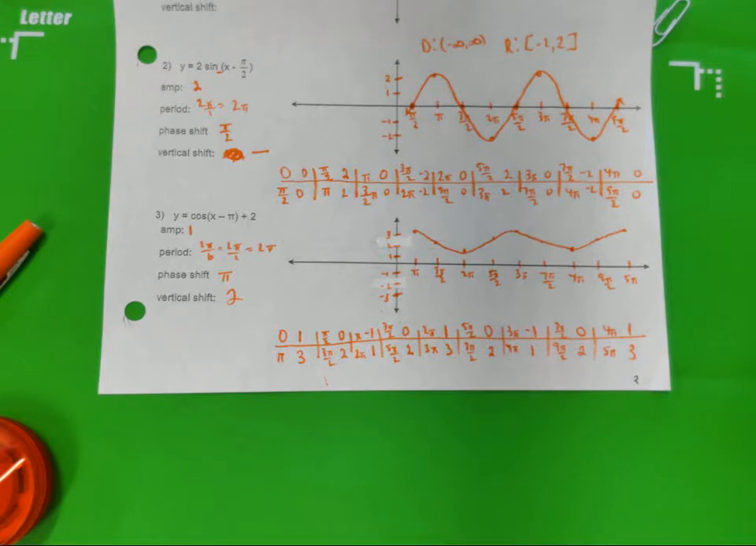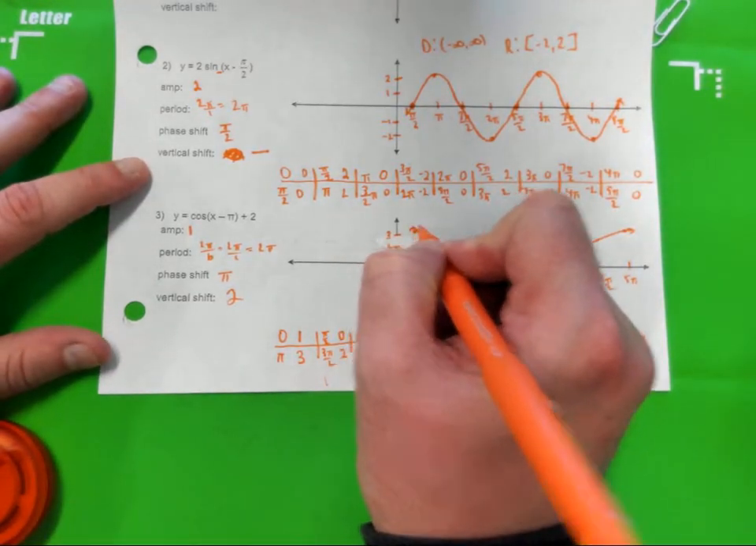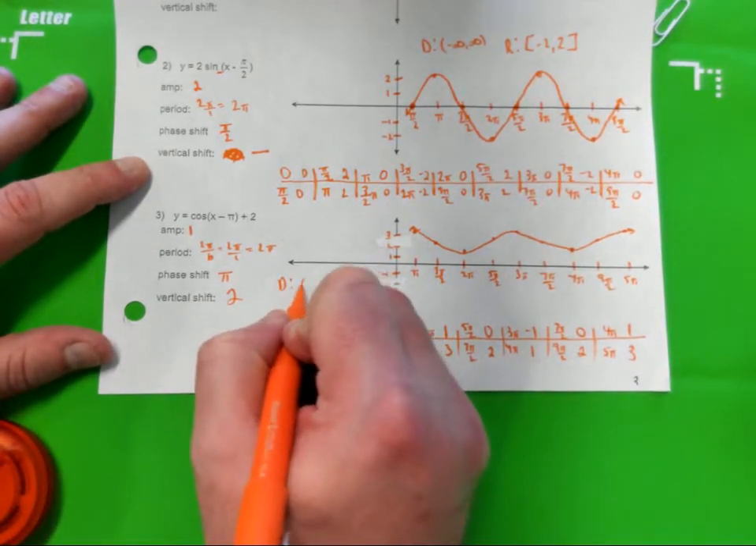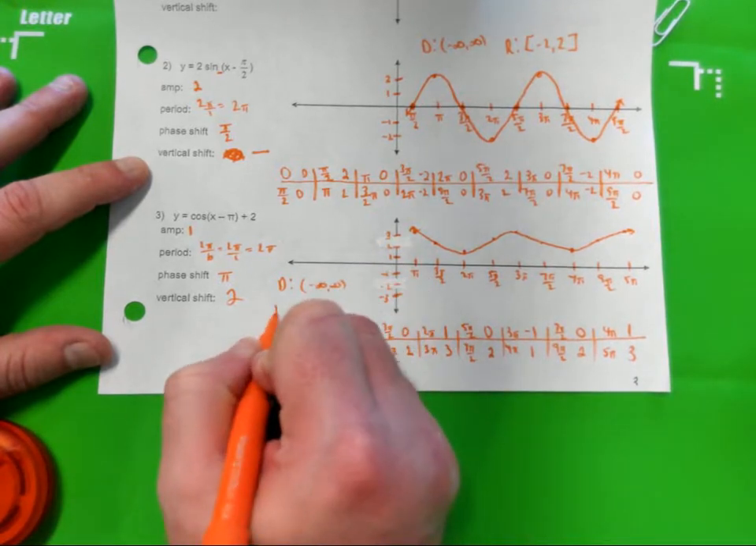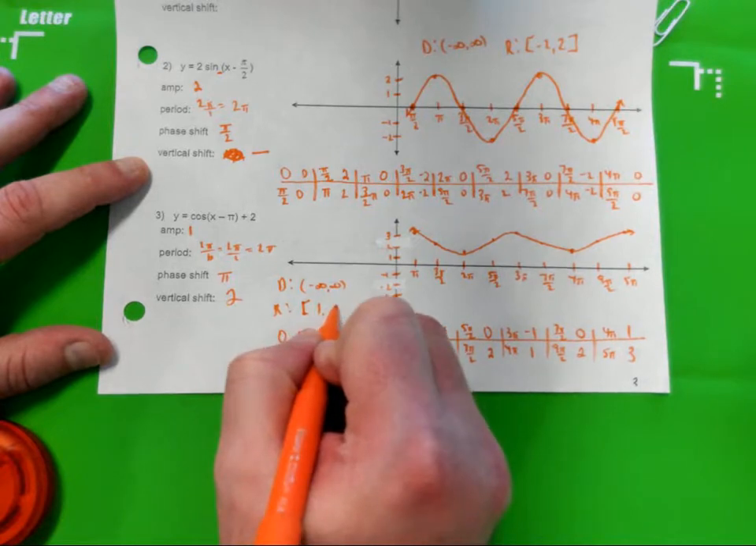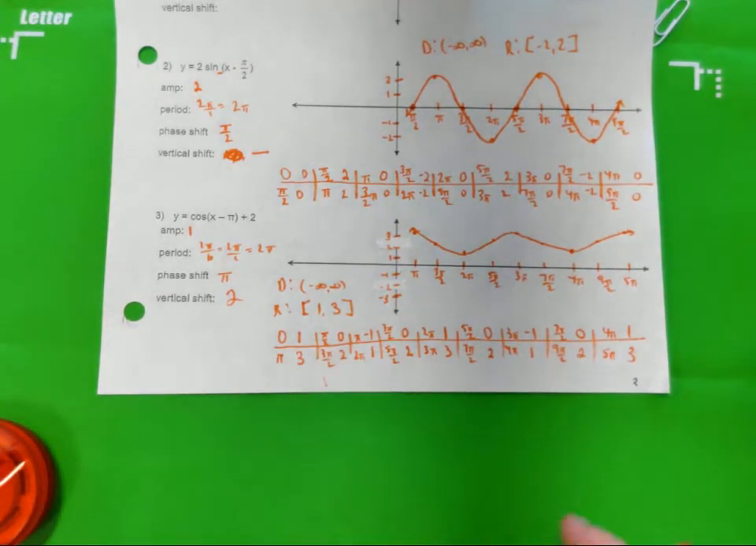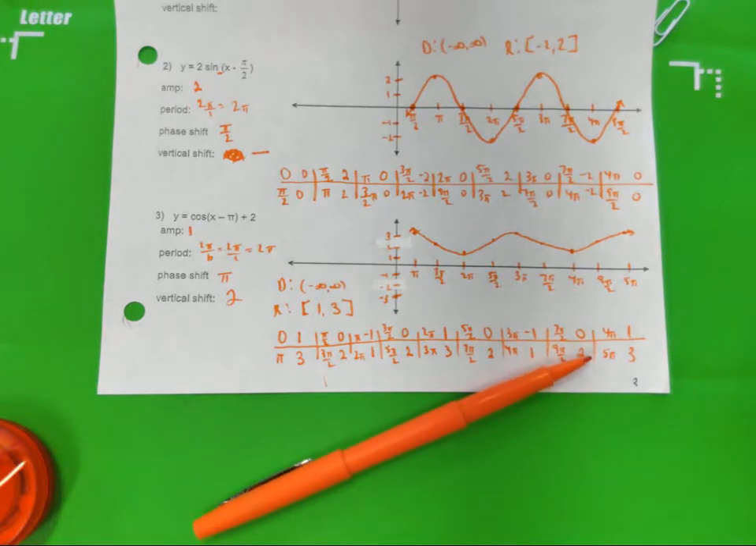Are there any questions on that one? I think there's some errors at the end of it. Domain is all real numbers. Your range would be from 1 to what? 3. Your range is from 1 to 3 in that particular one.